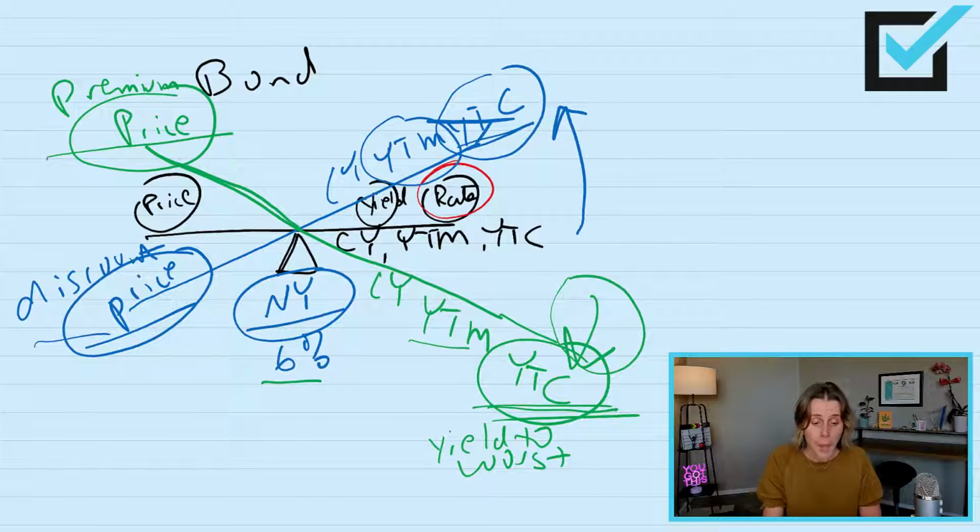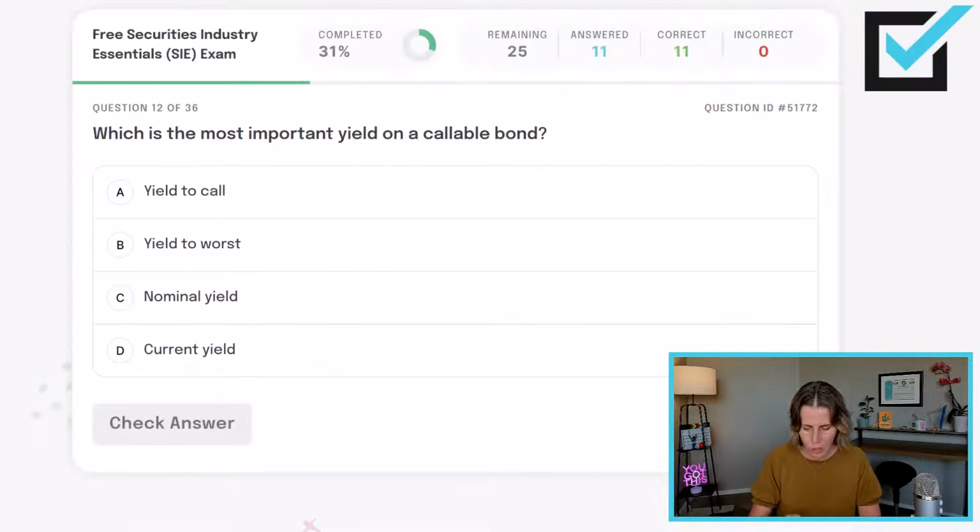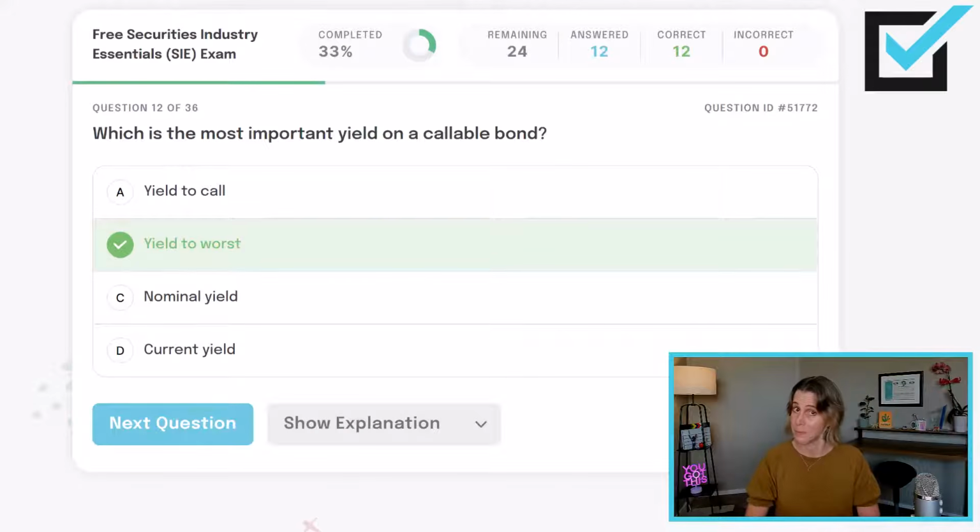So when a bond is trading at a premium, what do we call yield to call? We call it, let's check the question, we call it yield to worst. Good job. That's a lot.